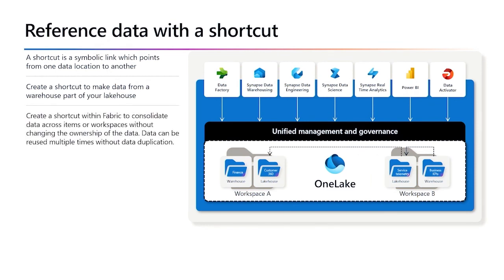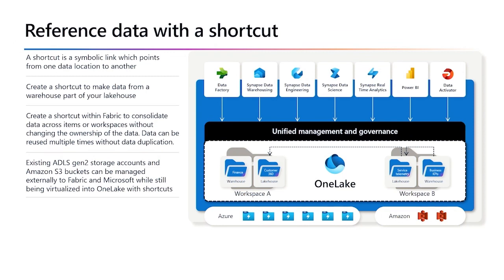You can also use shortcuts to consolidate data across workspaces and domains without changing the ownership of the data. In this example, Workspace B still owns the data. They still have ultimate control over who can access it and how it stays up to date.